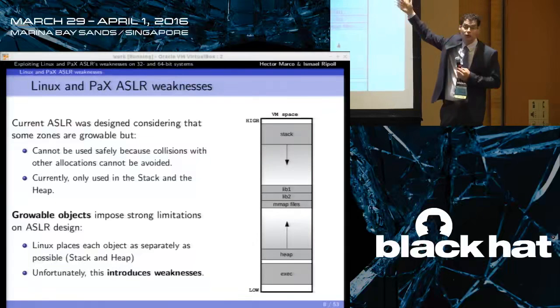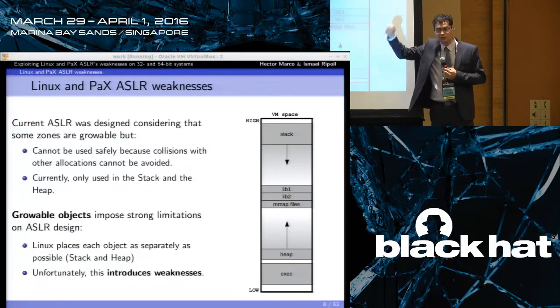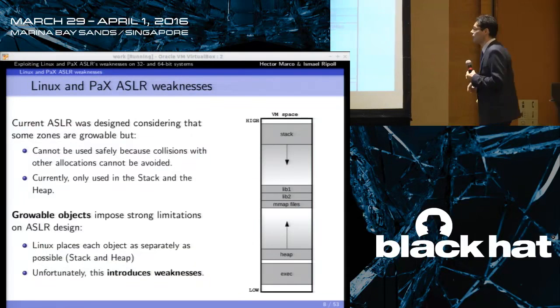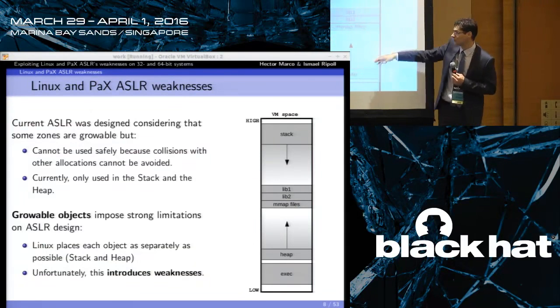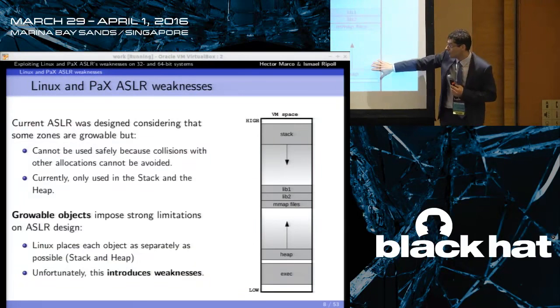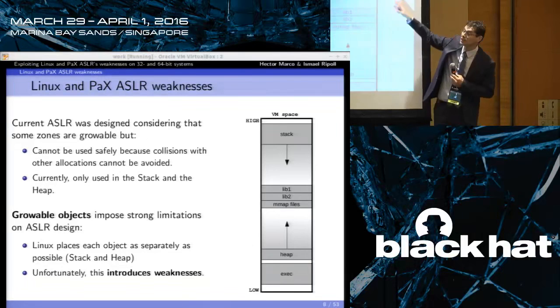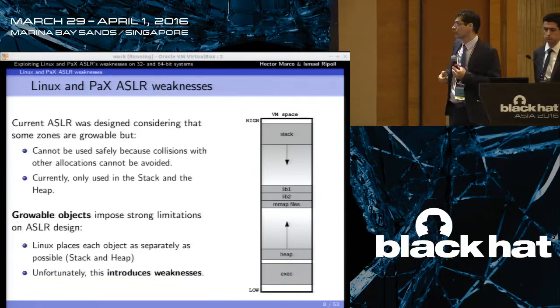And the stack obviously grows downward. I mean, every time you call a function, every time you declare a local variable, the stack grows down, and then you wind and unwind the stack, okay? So those two objects are typically considered to be growable objects, and so we have to make room for them. So we have to put the heap and the stack as far apart from each other as possible, okay?